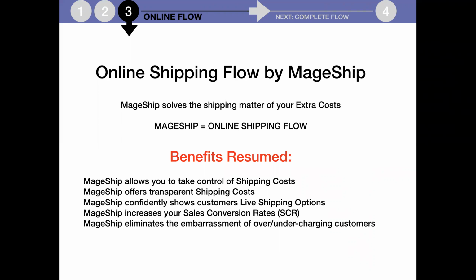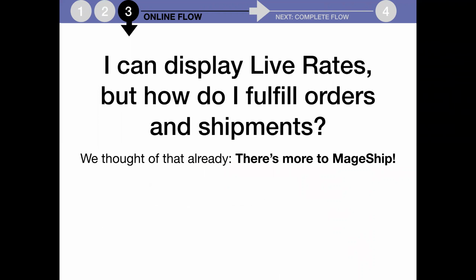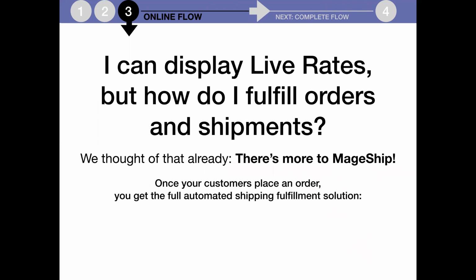Well, you can display live rates, you will say, but how do you fulfill your orders and shipments now? Well, we thought of that already. So there is more to Magento. Once your customers place an order, you get the full automated shipping fulfillment solution by printing labels, scheduling shipments, and dispatching your packages. So work with the tools you already love. We have this in mind, and we did not reinvent the wheel.